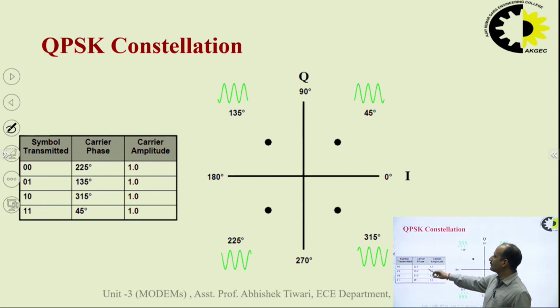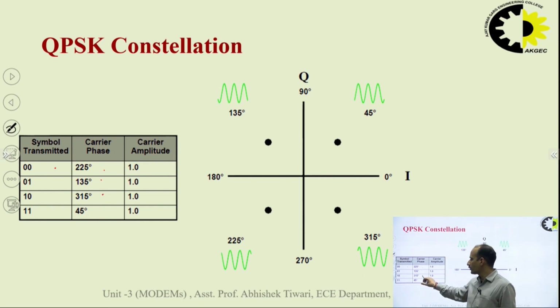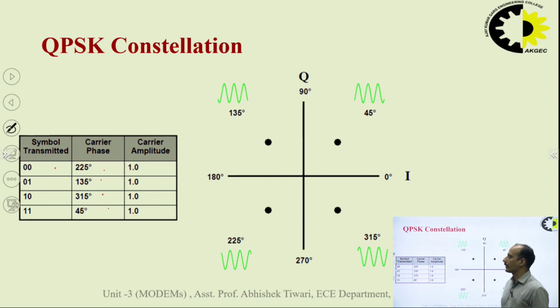So when we are transmitting the symbol 00, the carrier phase is 225 degrees. For 01 it is 135, for 10 it is 315, and for 11 it is 45 degrees. And for all of them the carrier amplitude is basically 1 only. So you can say that the amplitude is defined by this Euclidean distance. This is the Euclidean distance.